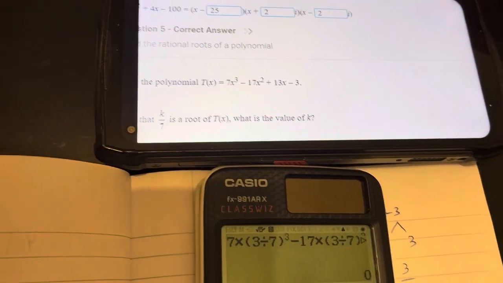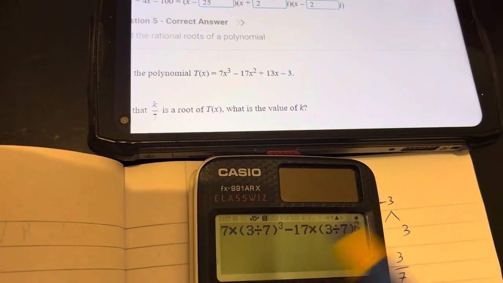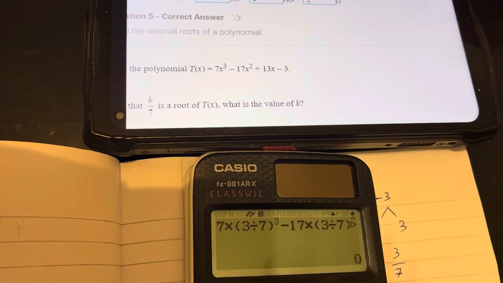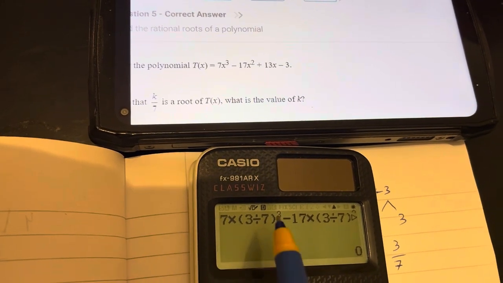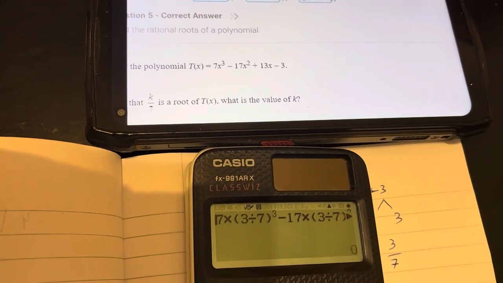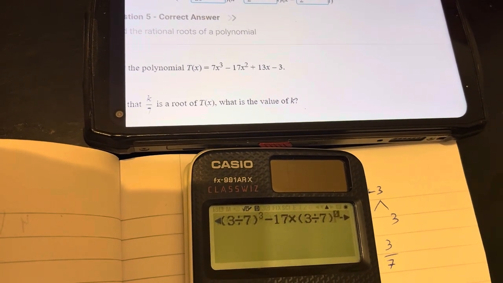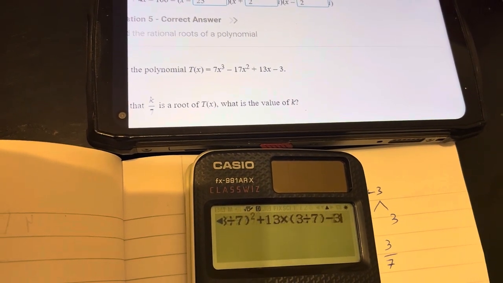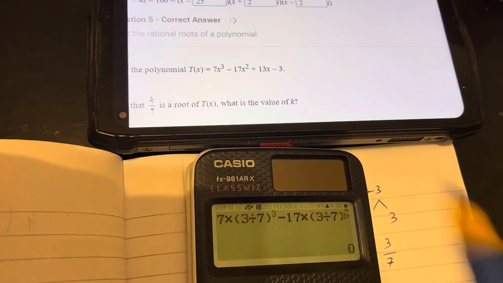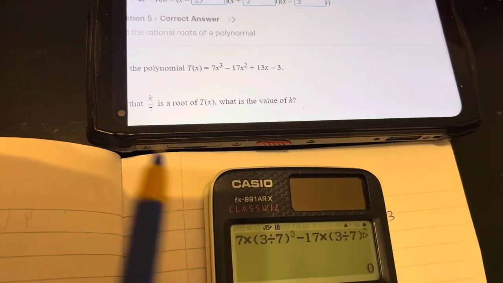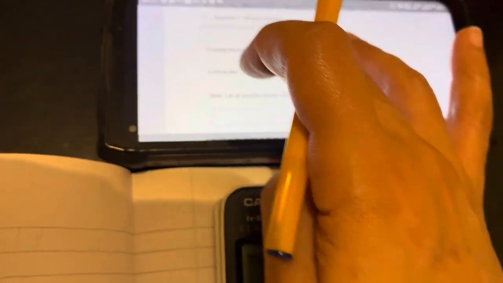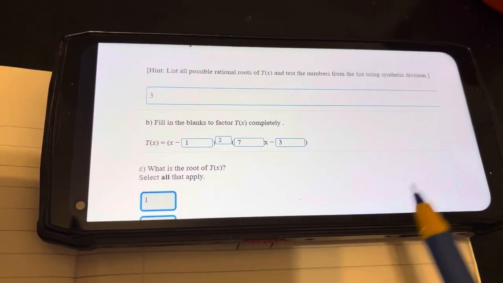So I already know that 3 over 7 is the root that he's looking for, but again let me put it on the calculator to reconfirm. So 7 times 3 over 7 cubed minus 17 times 3 over 7 squared plus 13 times 3 over 7 minus 3, you get the answer is equal to 0. So you know that 3 over 7 is the root, so the number he wants here, k, is equal to 3.